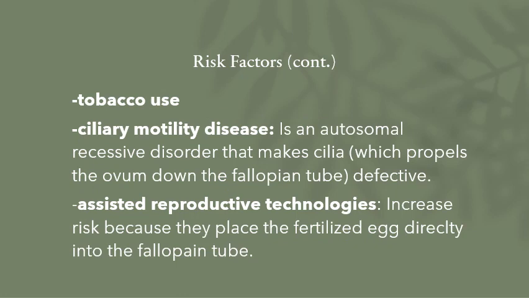Risk factors continued. Tobacco use, ciliary motility disease. This is an autosomal recessive disorder that makes cilia, which propel the ovum down the fallopian tube, defective. Another type of risk factor is assistive reproductive technologies. This increases the risk because they place the fertilized egg directly into the fallopian tube.